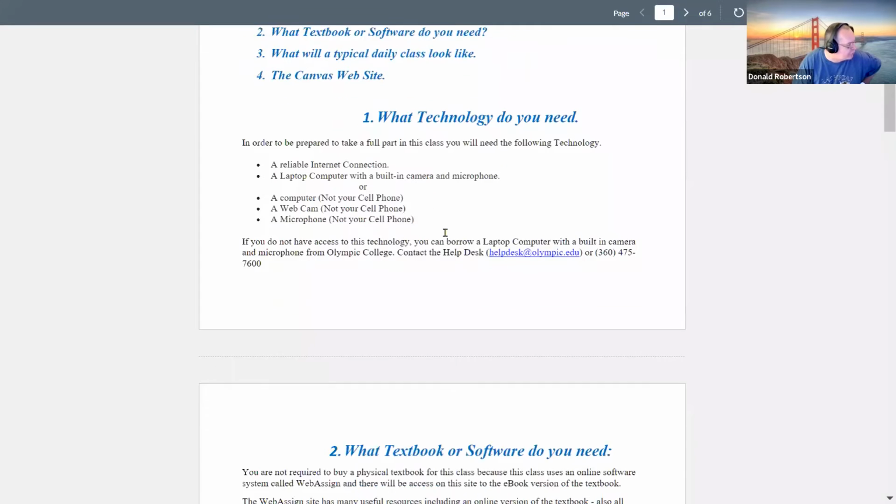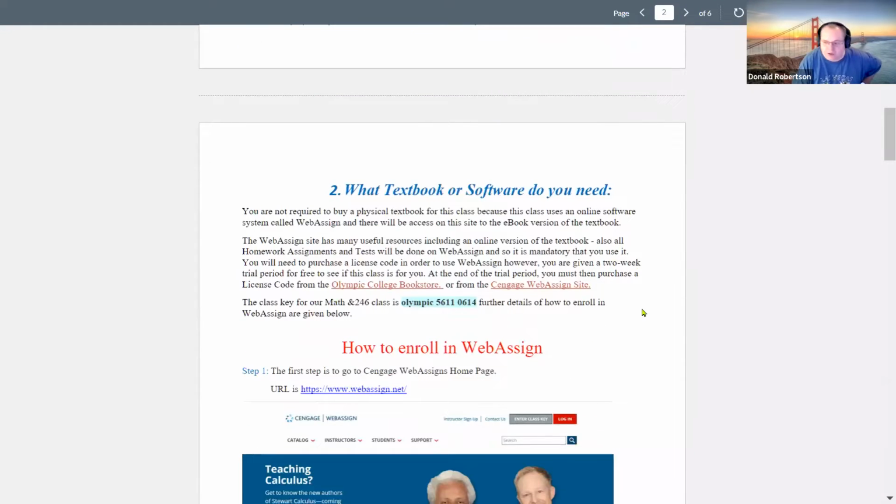This is the technology that you need. You do not need a textbook. We're using WebAssign, and WebAssign has an ebook, so you don't need a textbook unless you want to get one. And this is the class key for us. I haven't looked yet, but I would hope by the end of today that you're all on WebAssign and that you've checked in.